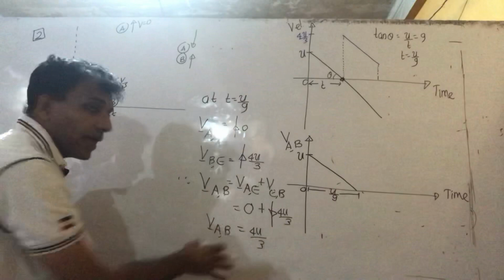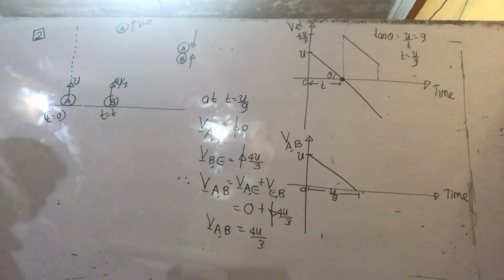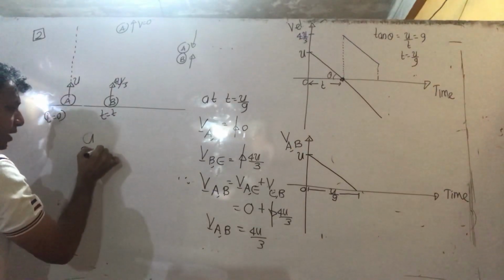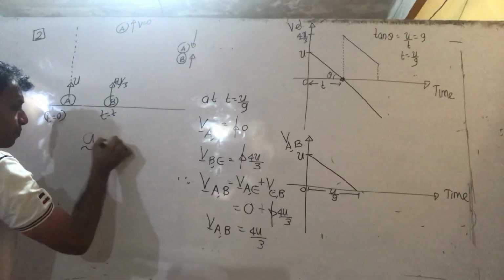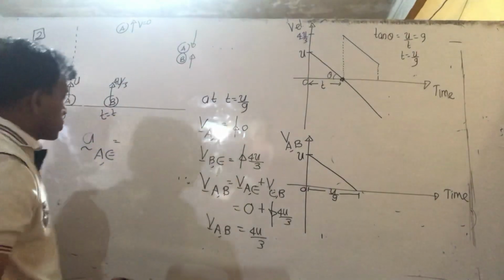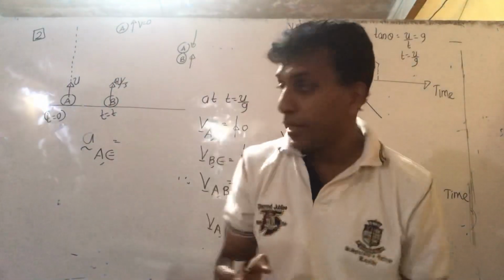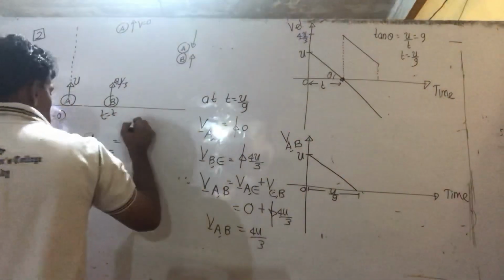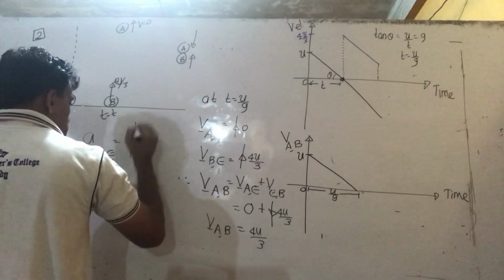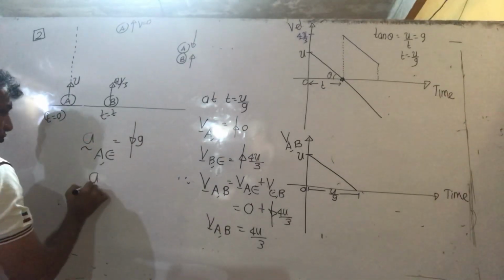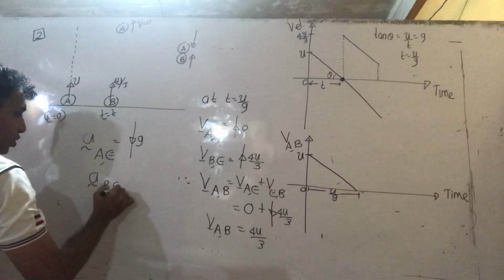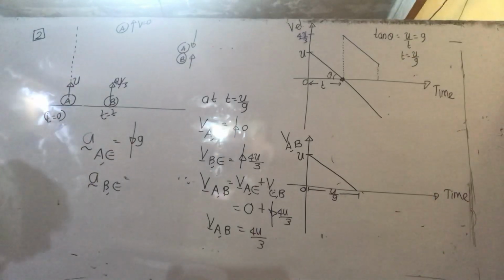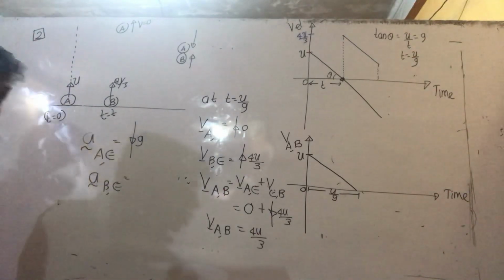Now in similar fashion we find the acceleration. After projecting on the first occasion, I say A for acceleration. Acceleration of A relative to Earth, at the highest point, is under gravity, downward g. What is the acceleration of B relative to Earth after this time? You see this diagram, that also comes downwards, g.